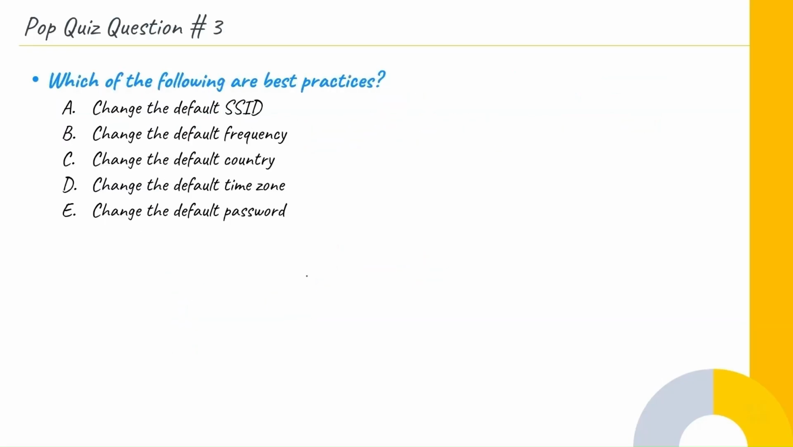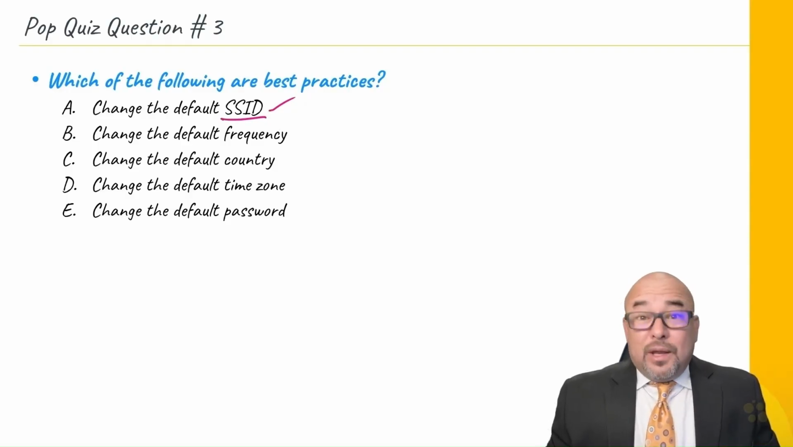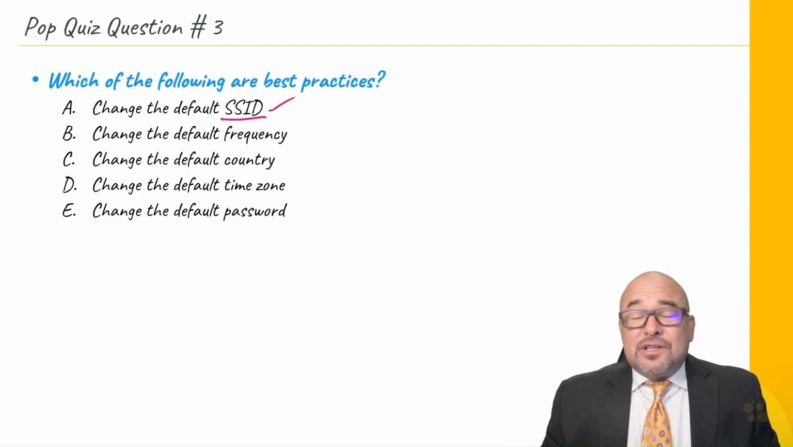Which of the following are best practices? All right, so let's take a look at these. First one here is change the default SSID. Now that would be according to the IT fundamentals best practices. You don't have to. You saw in our TP-Link, it had, I can't remember how it was called, but it was TP-something to designate it as a TP-Link.